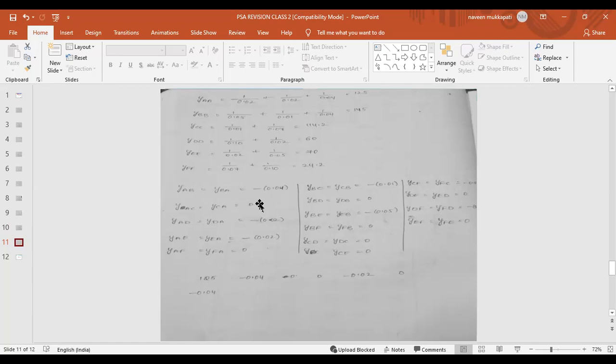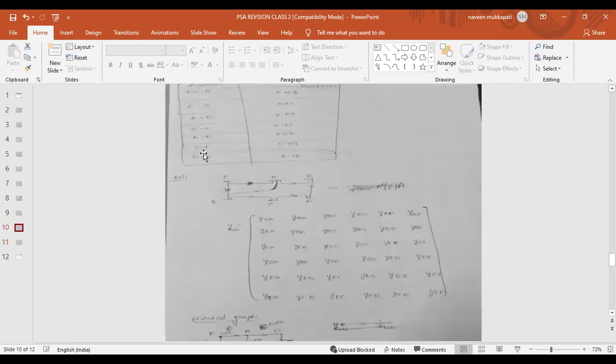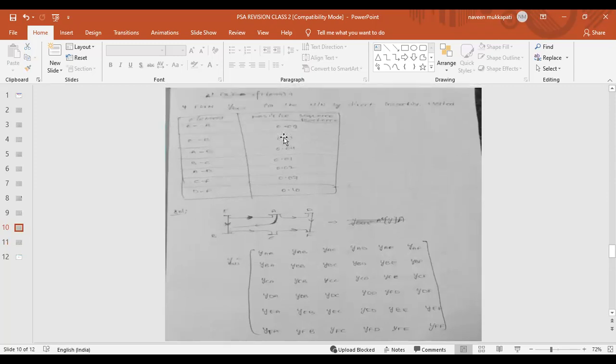YAC is equal to YCA is equal to 0. Next we calculate YAD or YDA. Is there any connection between A and D? Yes, this is A to D, and it is 0.02. Then YAD is equal to minus 0.02.